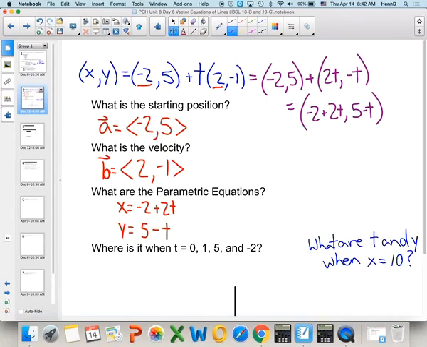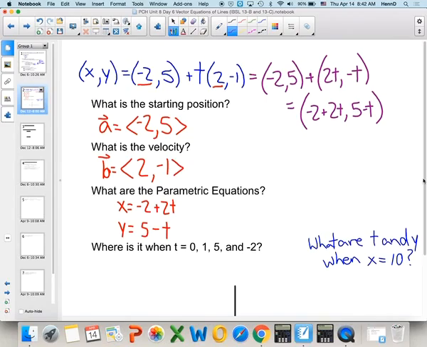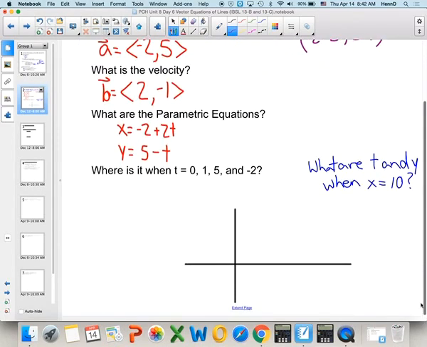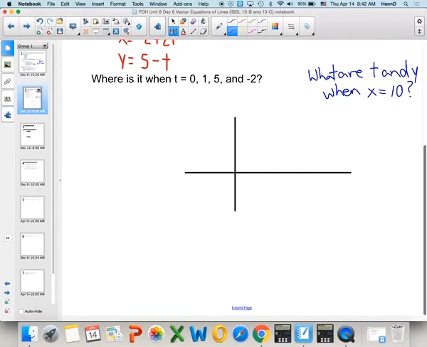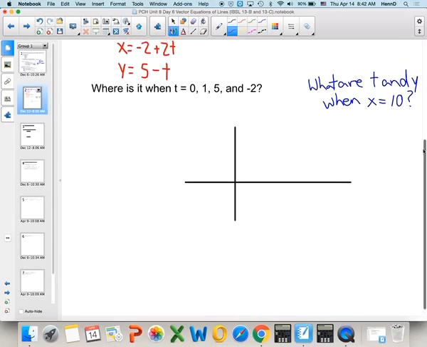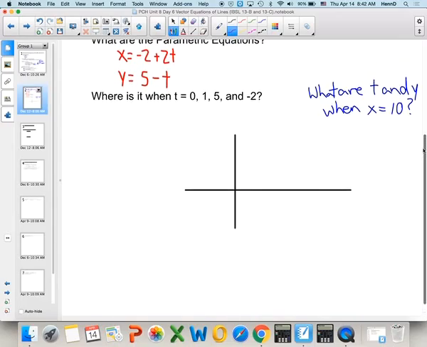Okay, so now that we know this, let's find a couple of points. Make sure we can still see our parametric equations. Where are we when t equals 0? Negative 2, 5. Very good. Negative 2, 5. Alright, so there's our point. I'm gonna write a t equals 0 here.